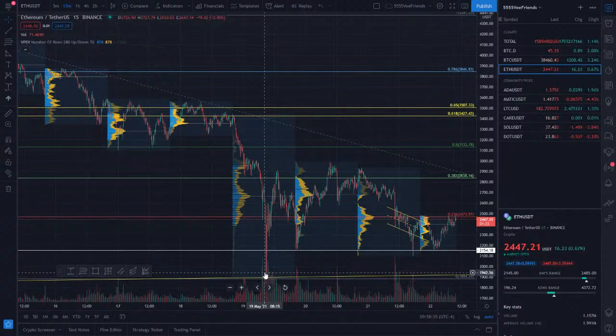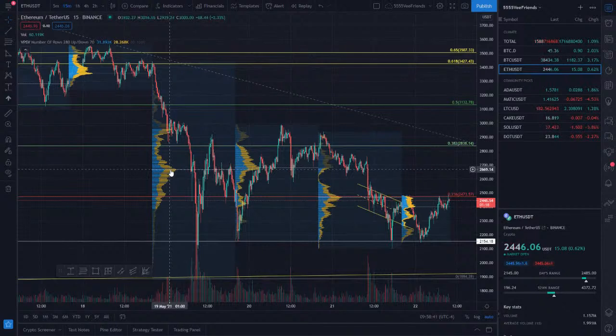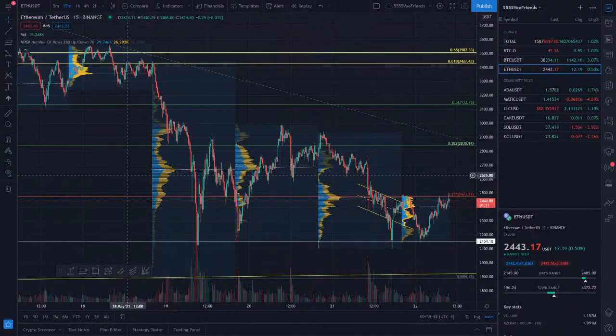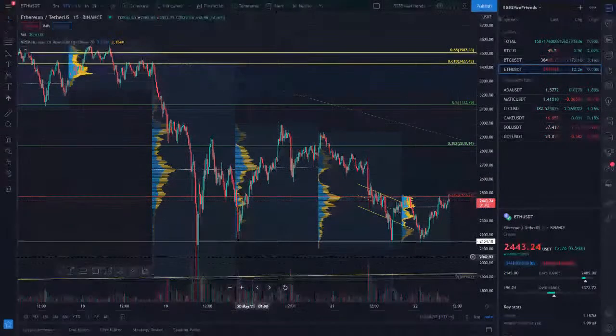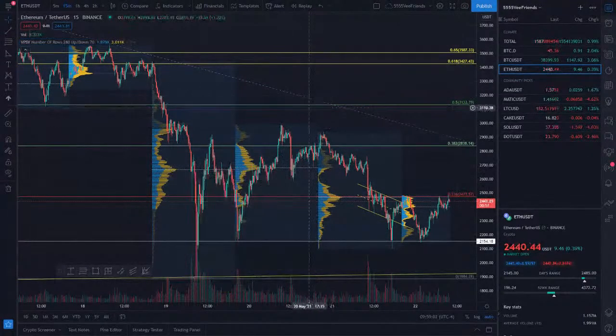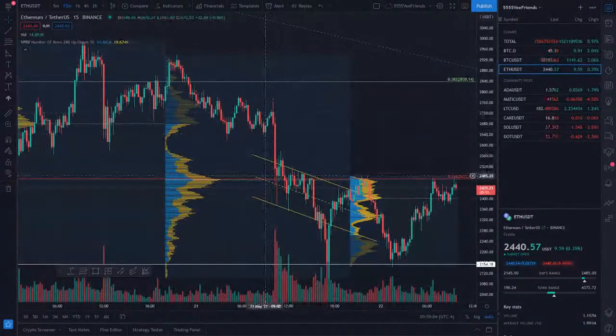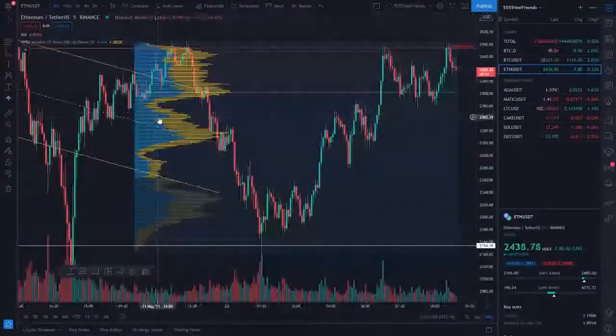And where was the volume? Where was the majority of the action? The majority of the action, this is what you would call the point of control, or POC. You can look that up as well. And what we have here with this point of control is you can see that the majority of the volume was right here at this point of control. Let me see if I could, what's a good way to do this? Okay, better.